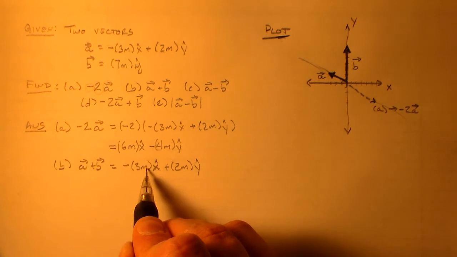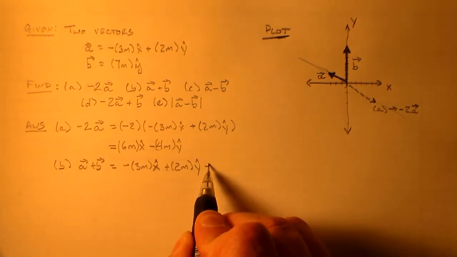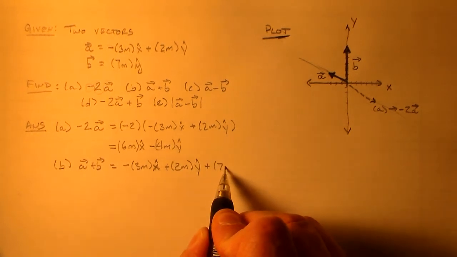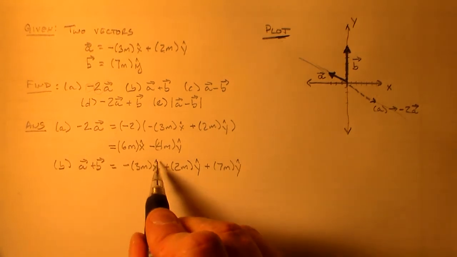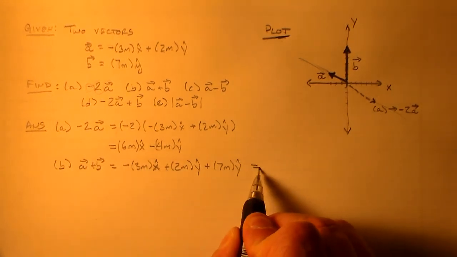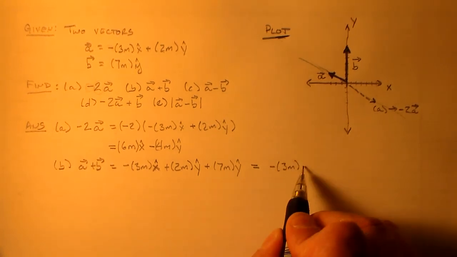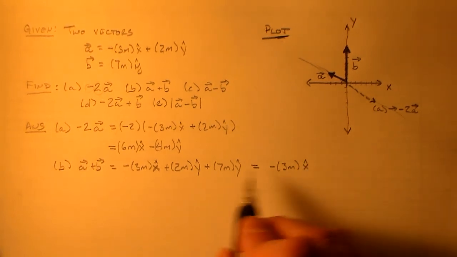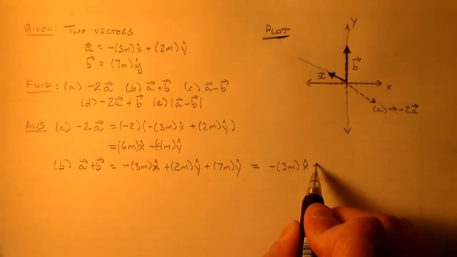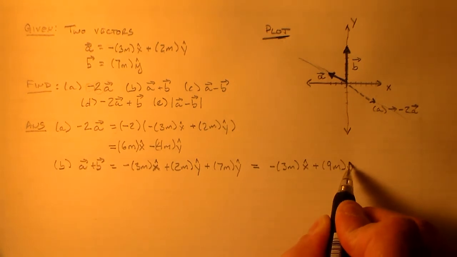And the same thing here, you can only add things that are multiplied by x hat to things that are multiplied by x hat. And b actually doesn't have anything multiplied by x hat, it only has something multiplied by y hat, the y direction, which means that there's actually nothing being added to that minus 3 meters. We still have that minus 3 meters when we add it. It stays in the x direction, and then in the y direction, we have 2 plus 7, and that gives us 9 meters, okay?